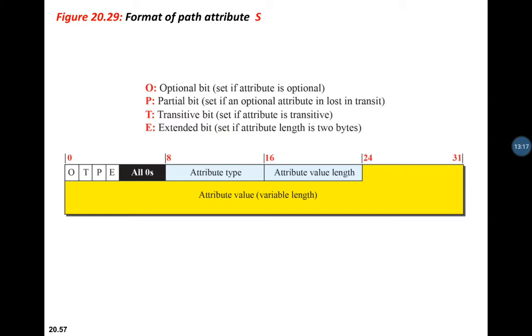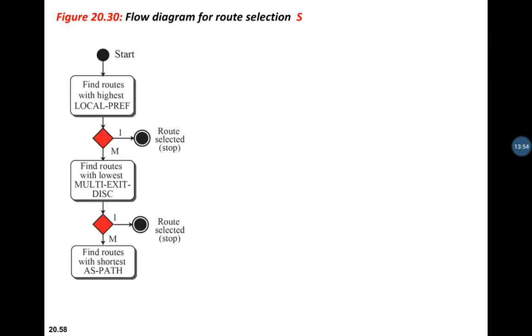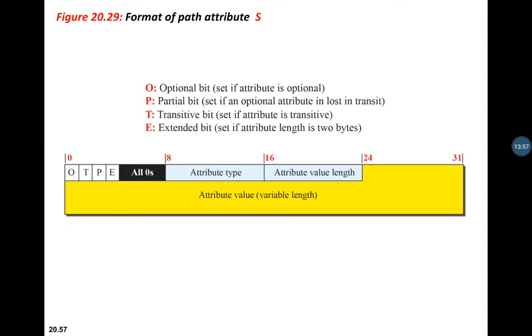Now, an optional attribute can be either transitive, which means it can pass to the next autonomous system, or intransitive, which means it cannot. The format is shown here. There is the optional bit, partial bit, transitive bit, and the extended bit. The optional bit is set if the attribute is optional, the partial bit is set if an optional attribute is lost in transit, the transitive bit is set if the attribute is transitive, and the extended bit is set if the attribute length is 2 bytes.